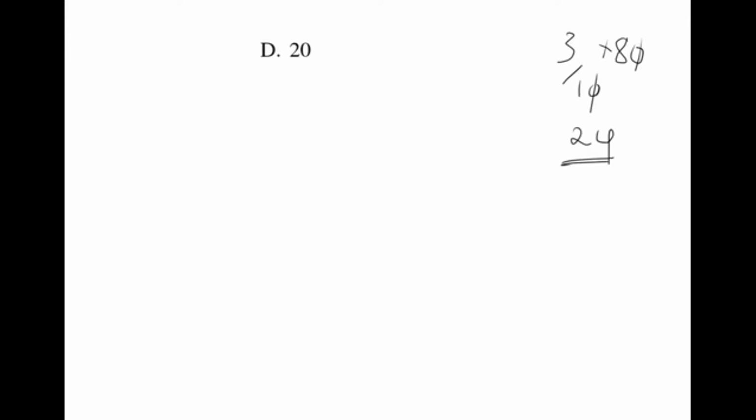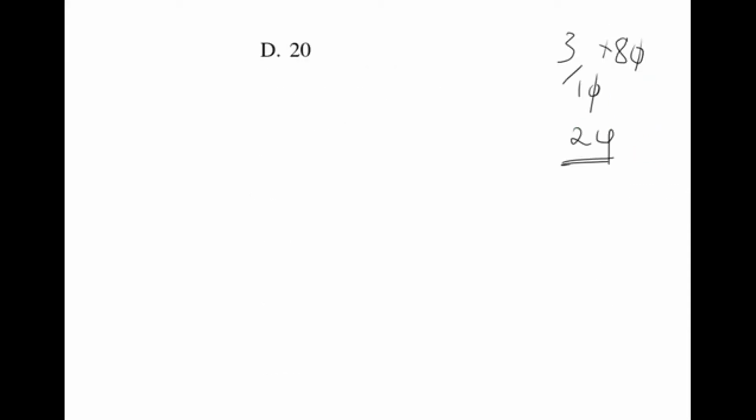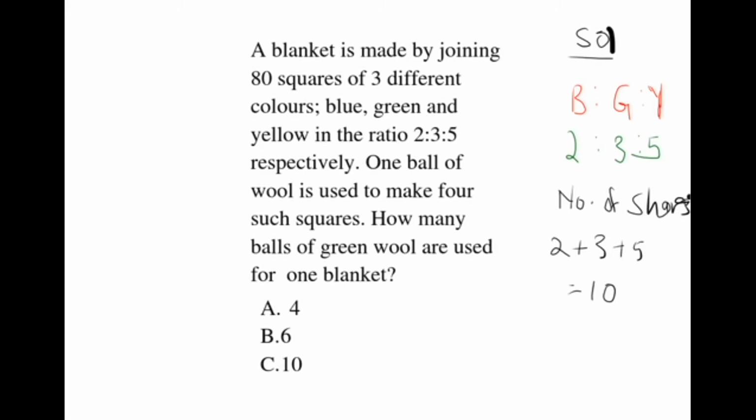Then, still the question says, 1 ball of wool is used to make 4 such squares. Therefore, 24, divide it by 4. This is the same as 24/4. Simplify by 4, 1. By 4, 6. We get 6. 6 balls of green wool. Therefore, our correct choice is B.